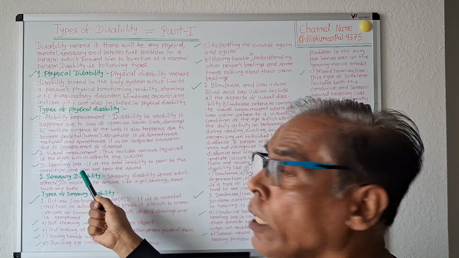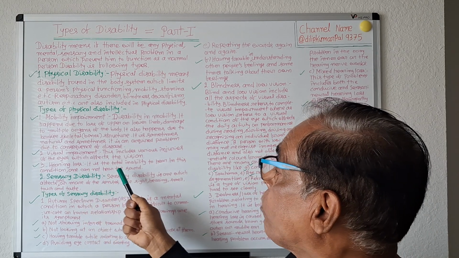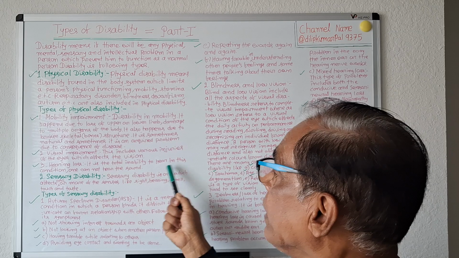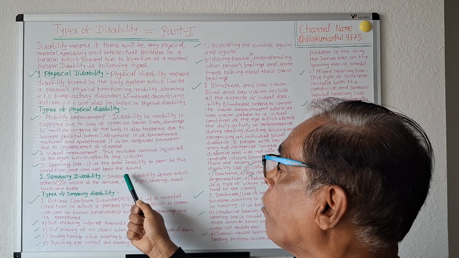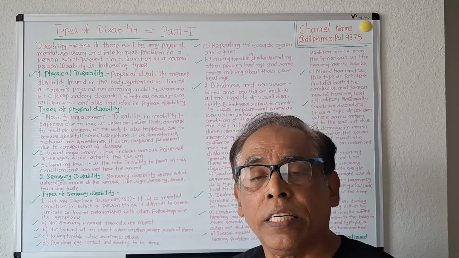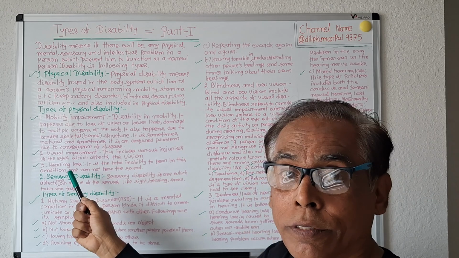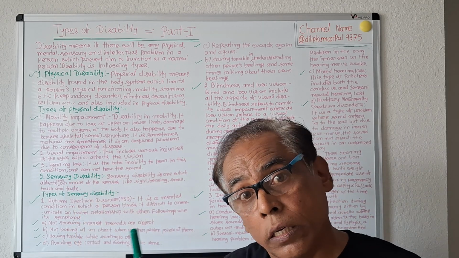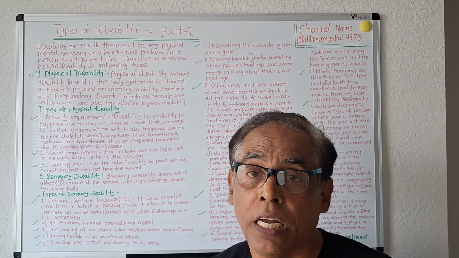It is also a type of physical mobility. Number three, hearing loss. It is a total inability to hear. In this condition, one cannot hear sound. Another type of physical impairment is hearing loss. If there is hearing loss or a hearing problem, it is another type of physical impairment.